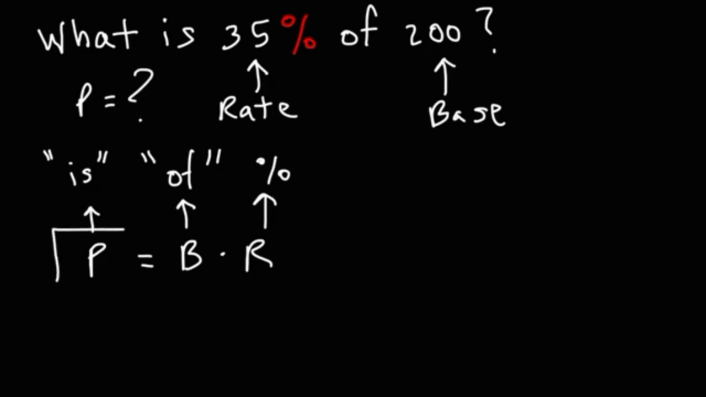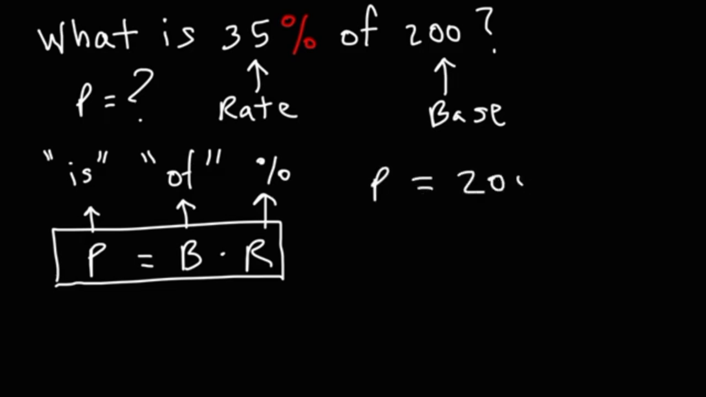So now let's use this formula to get the answer. So we want to calculate P in this problem. The base is 200 and the rate is 35%. Let me not confuse that with P and R. R is 35%. So what is 35% as a decimal? 35% as a decimal is 0.35. So all we need to do is multiply 200 by 0.35 and you'll get 70.